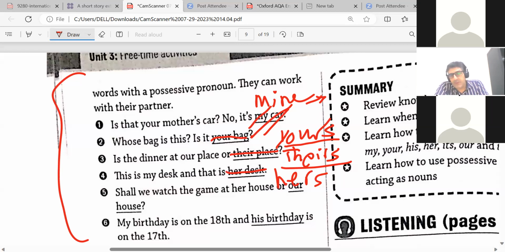Hers is a possessive pronoun that works as a noun, but her is only an adjective, a possessive adjective. Yes. Next, Khalid: shall we watch the game at her house or our house? Ours. Yes, this is very useful in writing. Instead of saying her house, our house, which is repetitive, remove the second house and write ours instead. The reader will understand that ours means our house. That is the benefit of pronouns: to avoid repetition. Okay, the last one, go ahead Akram.